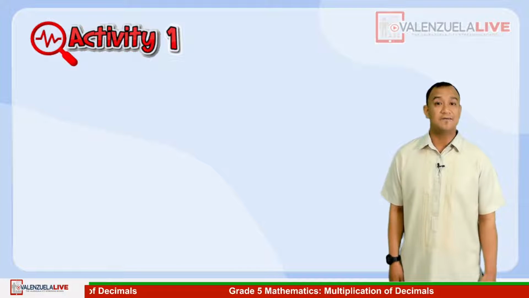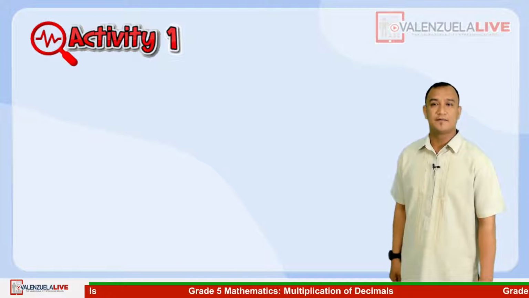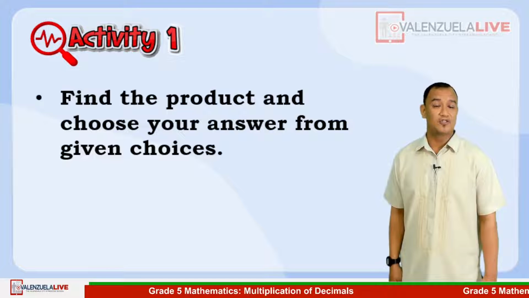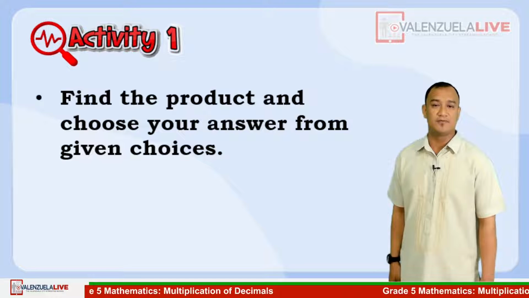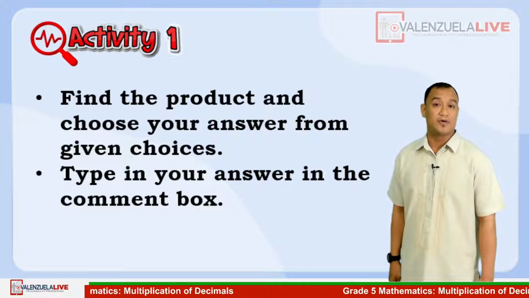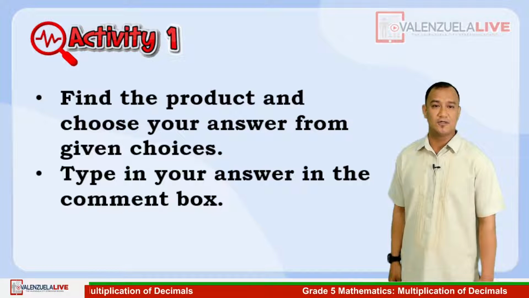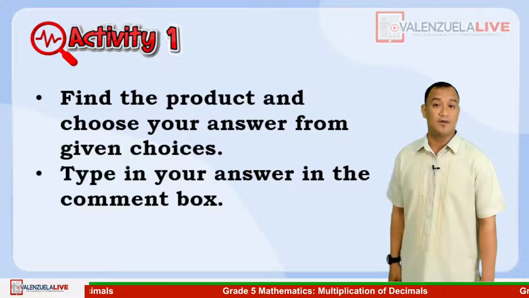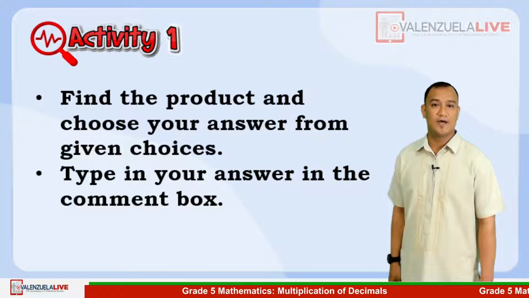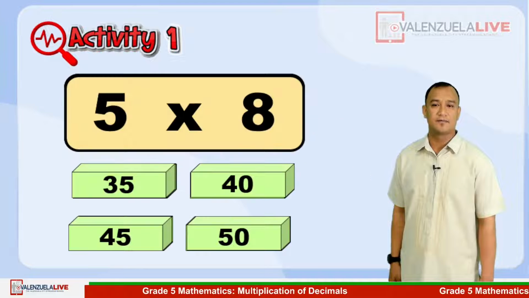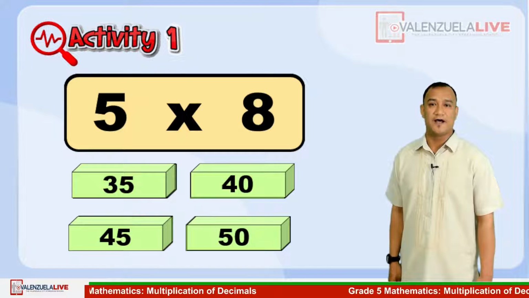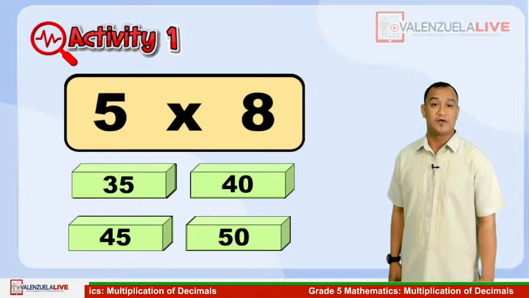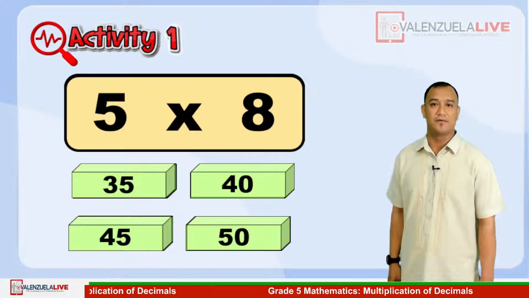Now, let's begin with our activity 1. For our direction, find the product and choose your answer from the given choices. You may write your answer in the comment section or on your scratch paper. You are given only 5 seconds to answer each given number. Let's start with the first given, 5 times 8. Your time starts now.